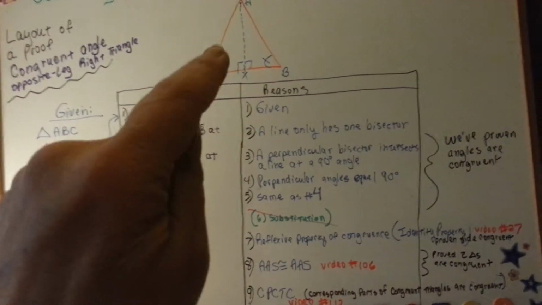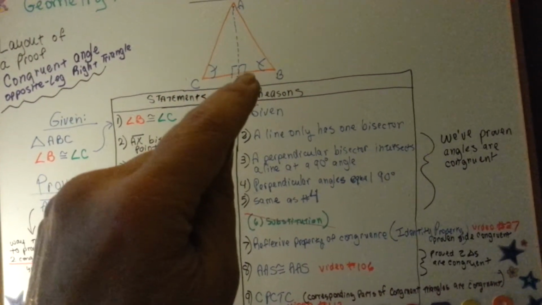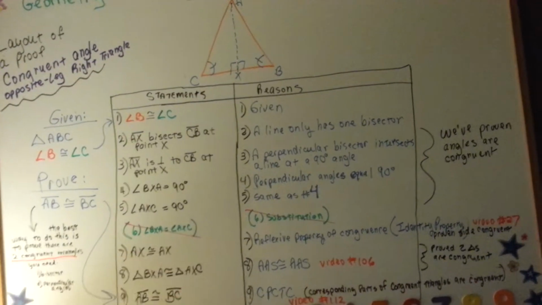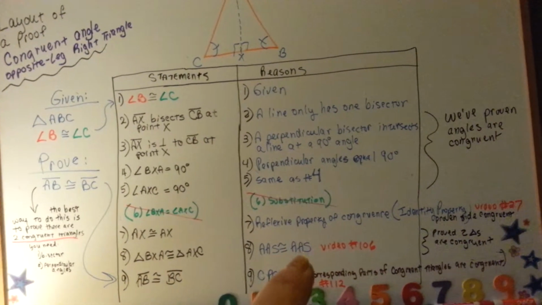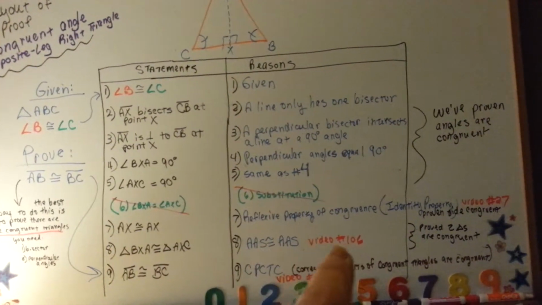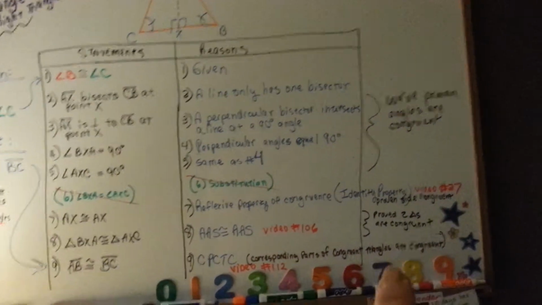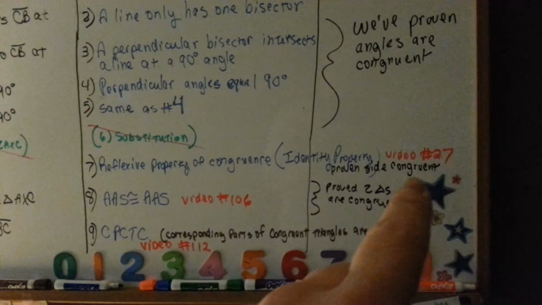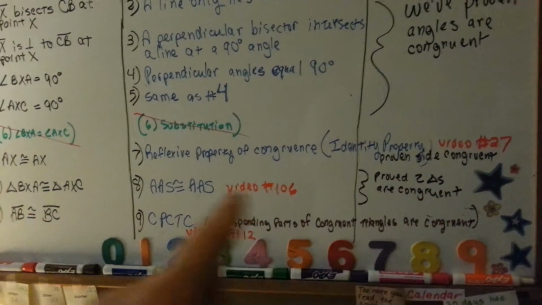They told us that this angle was congruent to this one. Now we've proven that this angle was congruent to that one, and now we've shown that this side is congruent to that side. So now we have an angle and a side that is congruent to the other triangle's angle and side. If you don't know what that is, please see video 106. For reflexive, see 27. So we've proven that an angle is congruent. They gave us that an angle was congruent, and we've proven that a side is congruent. Okay? So now we say that both triangles are congruent.